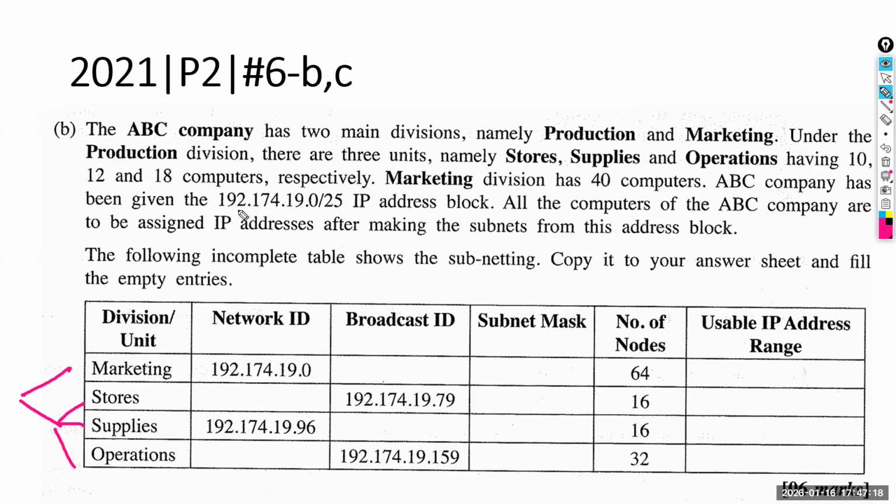ABC company has been given this block, a /25 block. 25 means 8, 8, 8, and one more. Then the rest, you have 1, 2, 3, 4, 5, 6, 7. These are the host bits that you can borrow to create subnetworks. Or else you use one network, but that is not going to work, because you first need to divide it into 2 parts, and then the second part you need to divide into 3 parts.